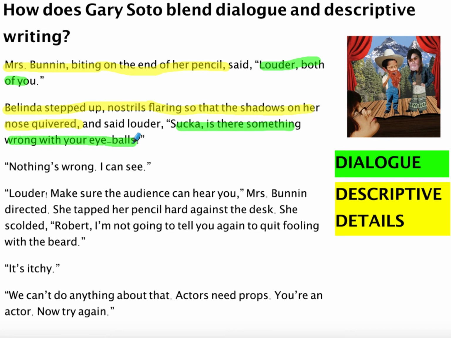I love this imagery. Nostrils flaring so that the shadows on her nose quivered.